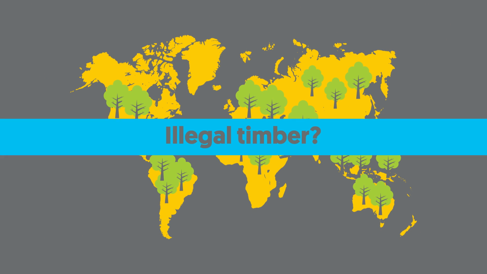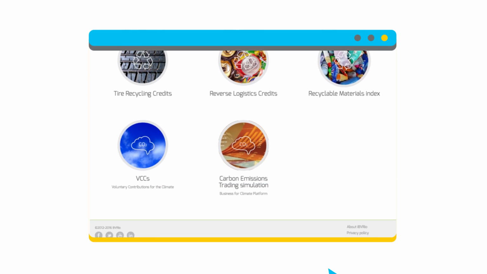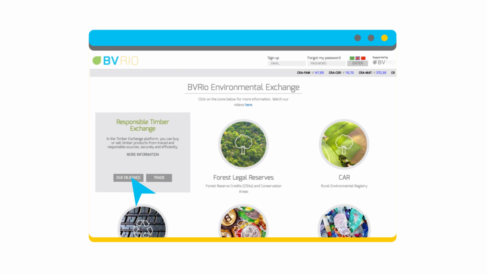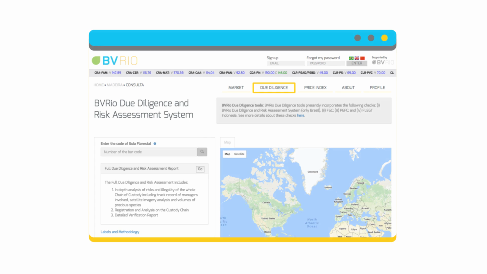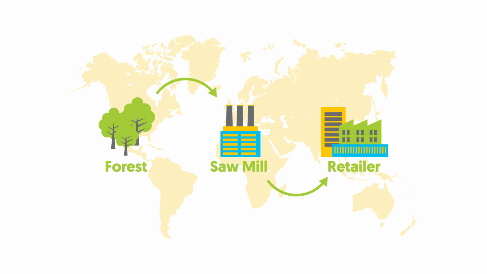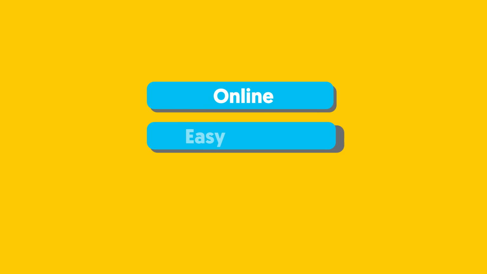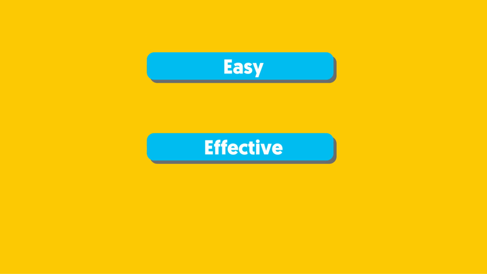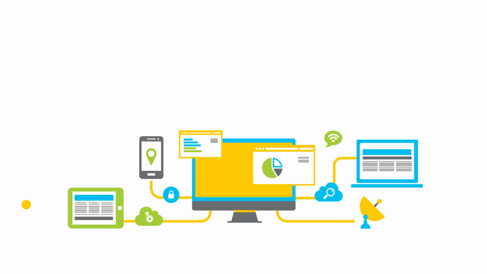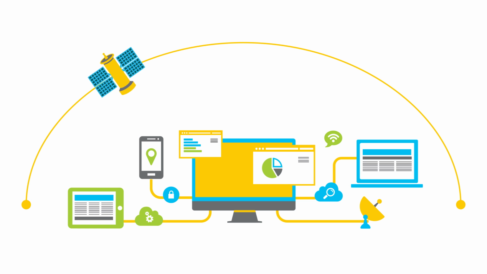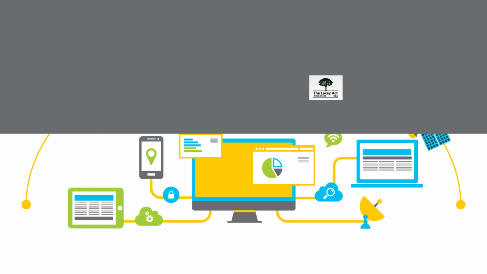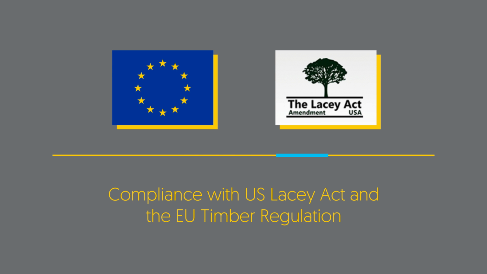Are you worried about trading illegal timber? So welcome to BVRio Due Diligence and Risk Assessment Tool, a system designed to help timber traders to assess the chain of custody and the risk of illegality of each wood consignment bought. It is online, easy, and effective. Based on big data analysis and satellite images, the system was designed to facilitate compliance with the US Lacey Act and the EU Timber Regulation.